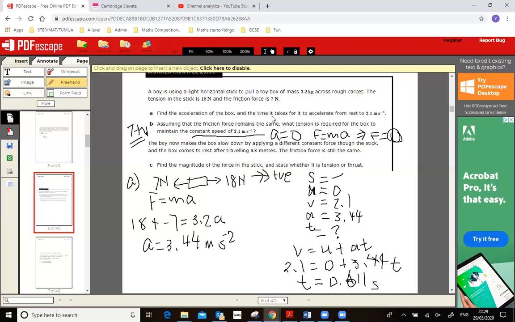Okay, so far so good. Let's have a look at the last part. Next bit: the boy now makes the box slow down by applying a different constant force through the stick, and the box comes to rest after traveling 0.8 meters. The friction force is still the same. Part C, find the magnitude.